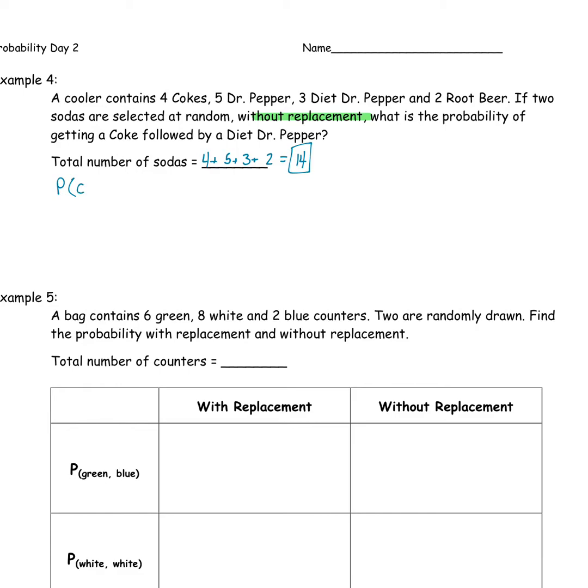So we want probability of Coke. And then without replacement, somebody's getting that nice refreshing Coca-Cola. We want probability of Diet Dr. Pepper. Okay, so when I first reach into the cooler, there's 14 total sodas, and of those 14 sodas, 4 of them are Coca-Colas. We're going to assume we pulled a Coca-Cola. So now there's only 13 sodas left in the cooler. And of those 13 sodas, 3 are Diet Dr. Pepper.